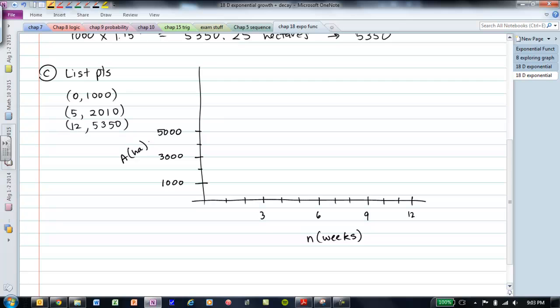And now I'm going to plot my points. So my first point is at 0, 1,000. My next point was at 5, 2010, so 2000, just a smidge above that. My third point was at 12, 5,350, so 5,000, so maybe just about slightly less than halfway. So that's my curve, and I actually am going to connect the dots with a smooth curve. Alright, and there's my graph.